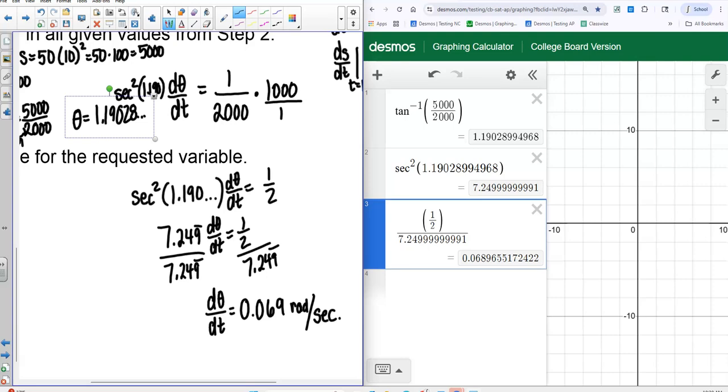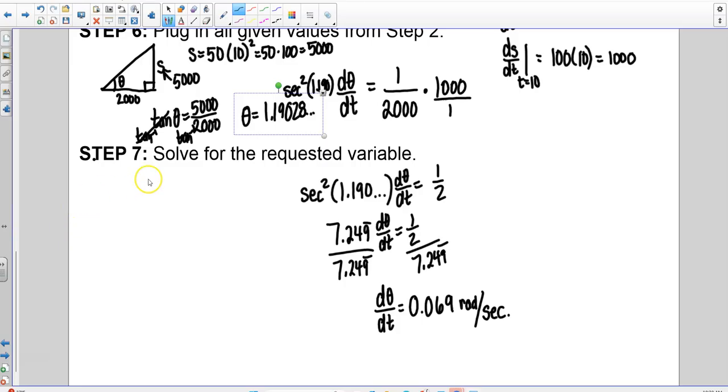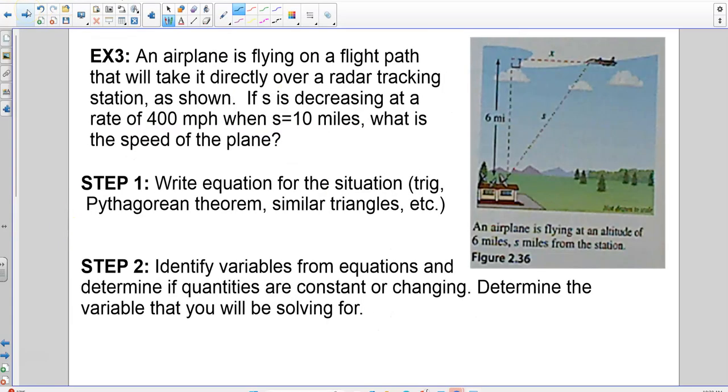So, that one's a little tough because you have to do so much work to find the things that you plug in after, I think. But I think it's a good problem. All right, let's keep going.